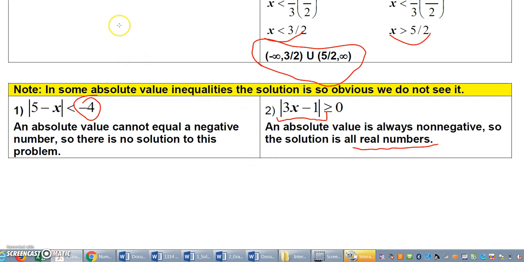Okay? All right, well, that completes this chapter I did on linear equations and linear inequalities.